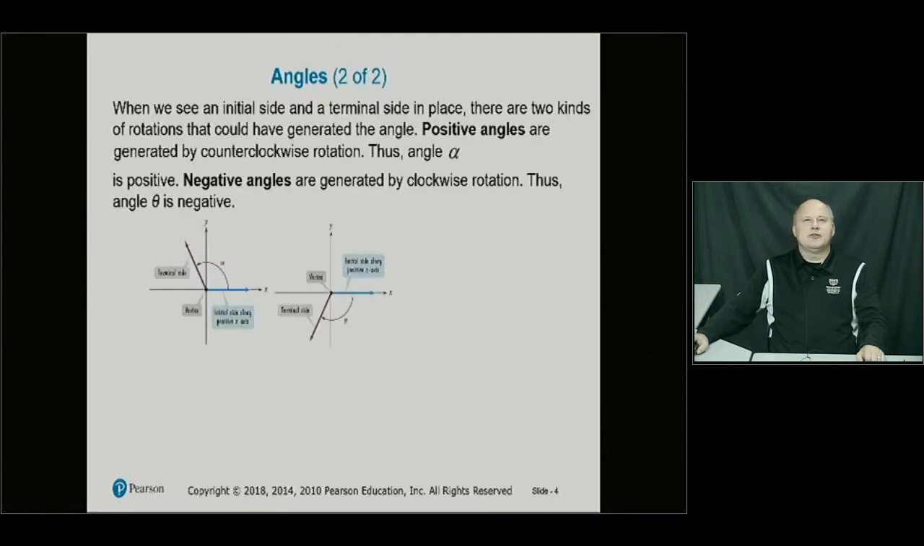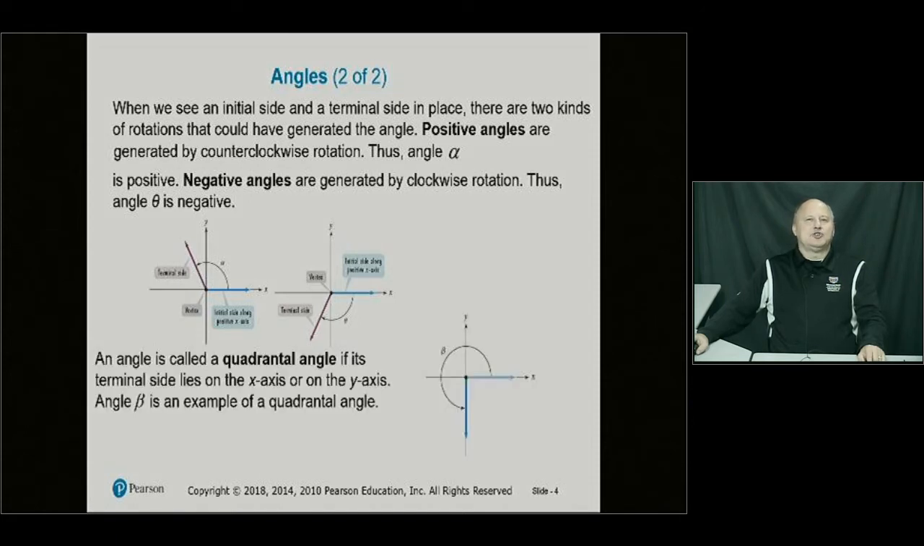All right, let's go to the next one. When we see an initial side and a terminal side in place, there are 2 kinds of rotations that could generate the angle. Positive angles, which I just discussed, are generated by a counterclockwise rotation, and the angle alpha is positive. That's the first picture. Negative angles are generated by a clockwise rotation, thus the angle theta is negative.